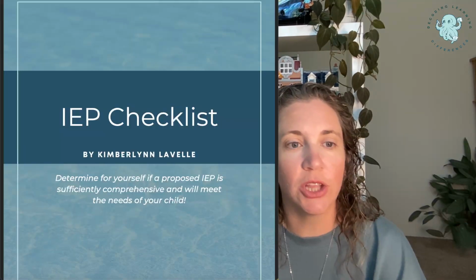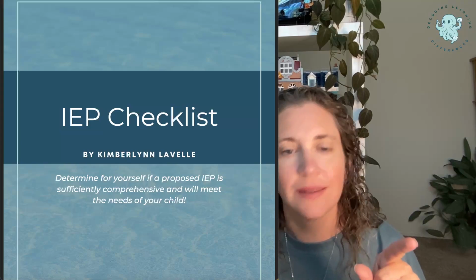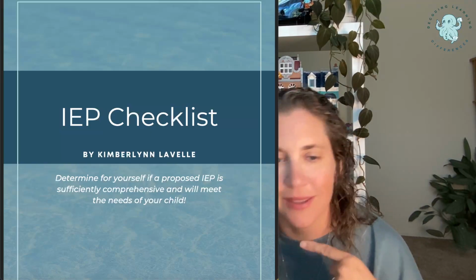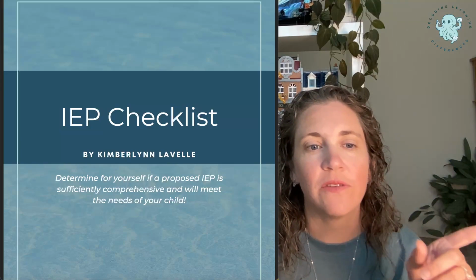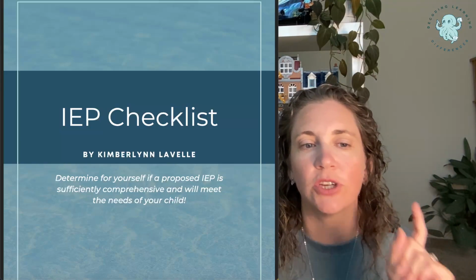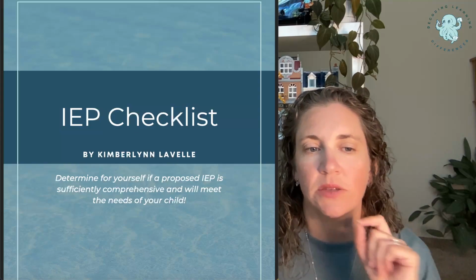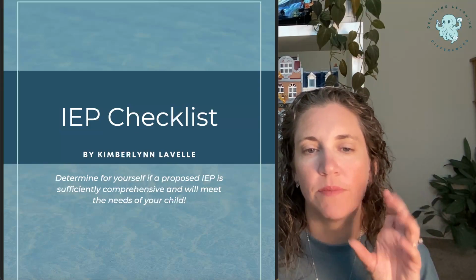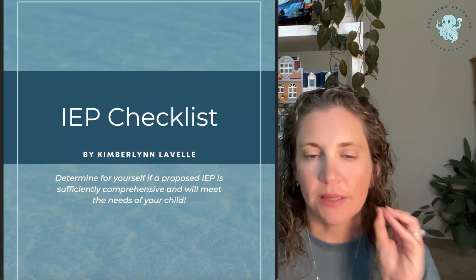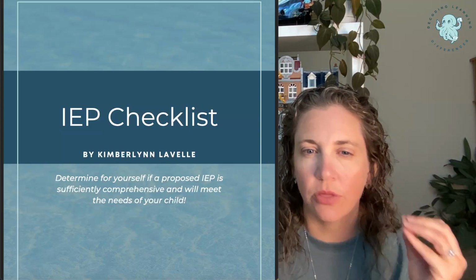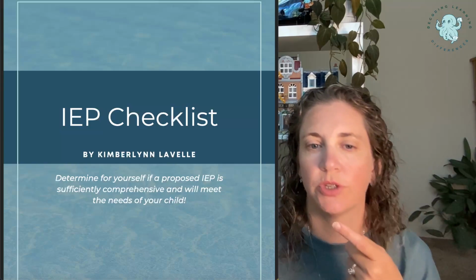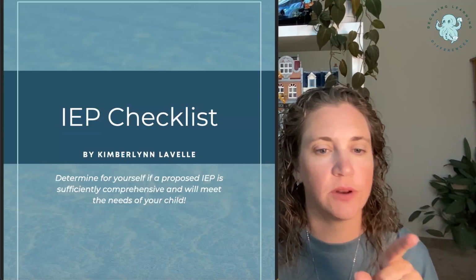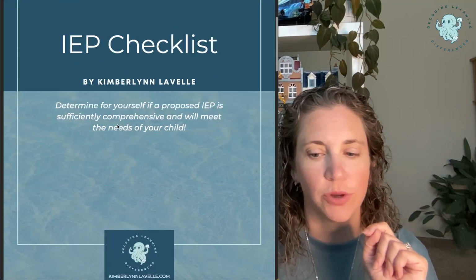Okay, so we're going to take a look. This is what you're going to be getting. It's the IEP checklist. And underneath it says, determine for yourself if a proposed IEP is sufficiently comprehensive and will meet the needs of your child. So this is basically like me putting a simple version of what I'm checking through in my brain into a checklist for you. It's fairly simple, but definitely I think you will enjoy it.